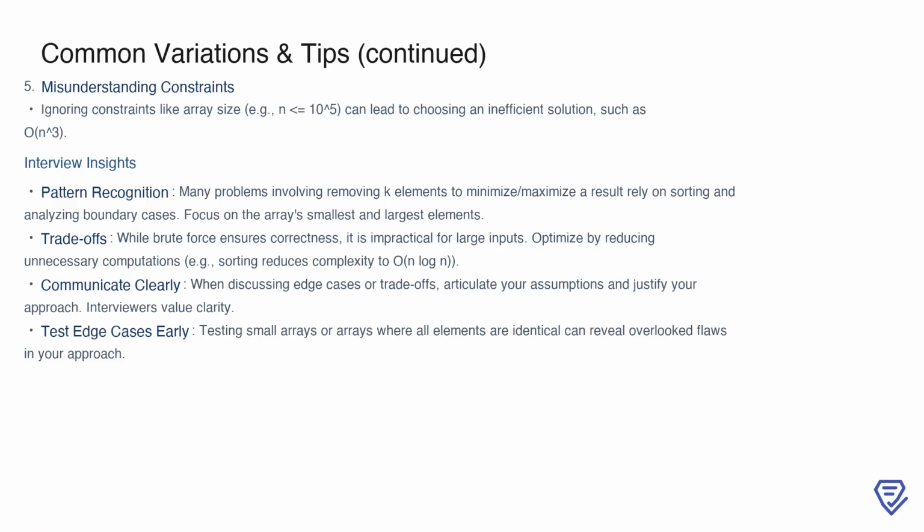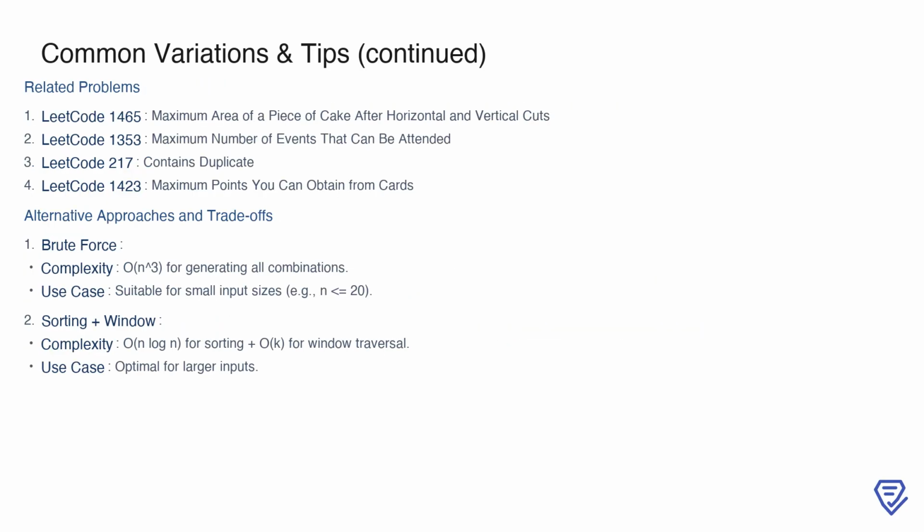During interviews, clear communication is essential. When discussing edge cases or trade-offs, explain your assumptions explicitly and justify your choices. Finally, test edge cases early in your implementation process. For instance, testing small arrays or those with all identical elements can help you catch flaws and ensure your solution is robust.